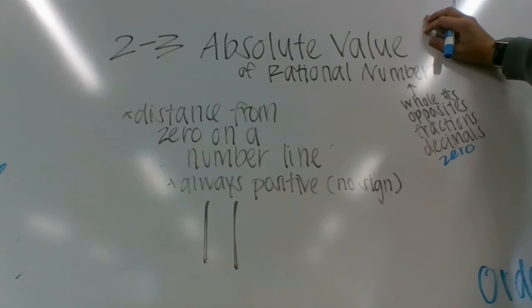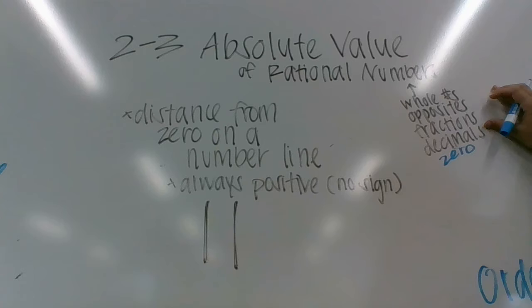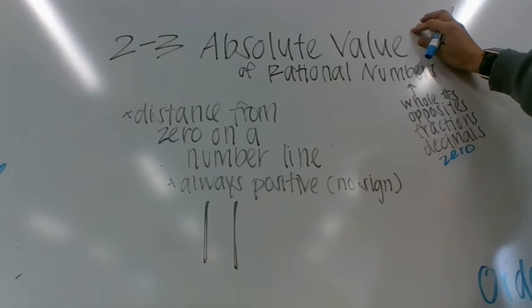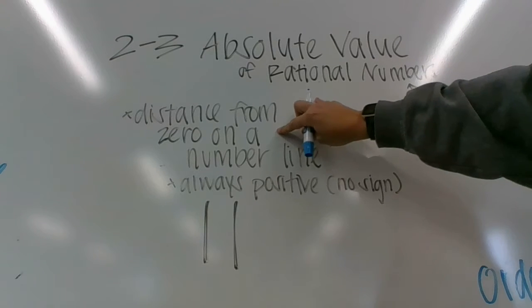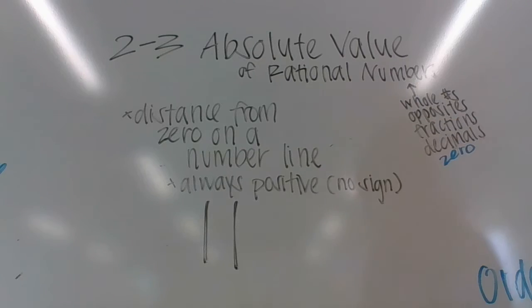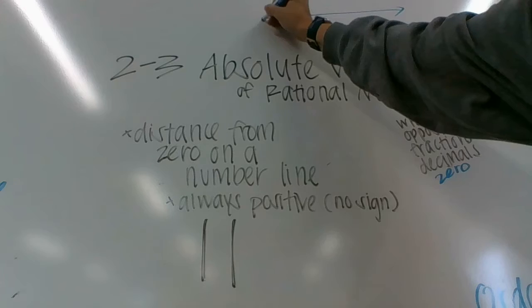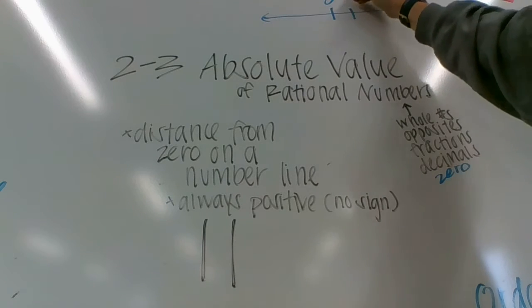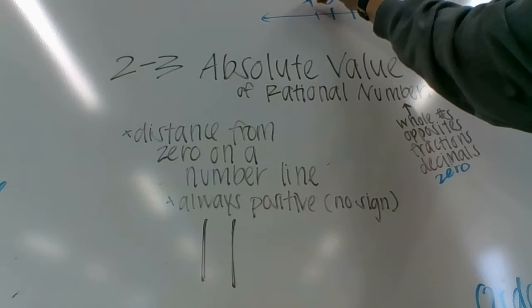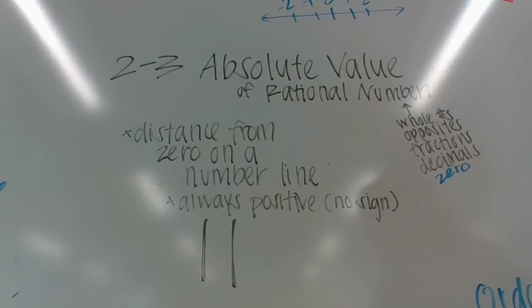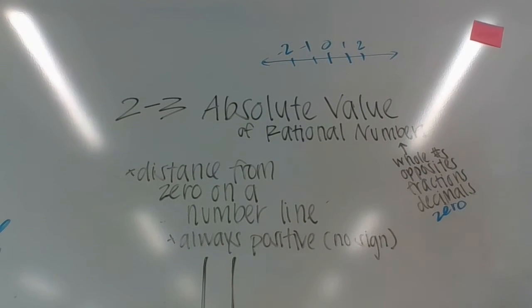Now, absolute value is taking a look at all of these different types of numbers. What absolute value is, it's the distance from zero on a number line. So I'm going to put my number line just above right here. We know that our zero is going to be going right here. We have 1, 2, -1, -2. So we're just going to keep them small right now. If we're taking a look at this number line, the absolute value is the distance from zero, okay, on a number line.